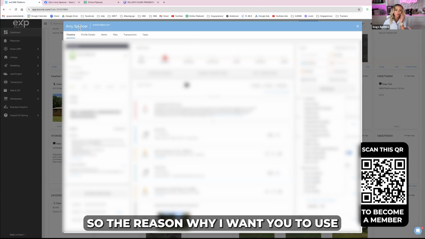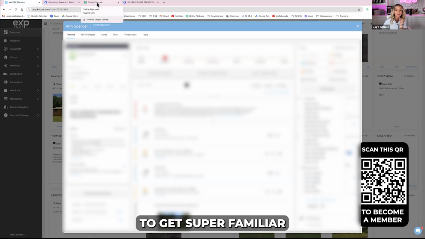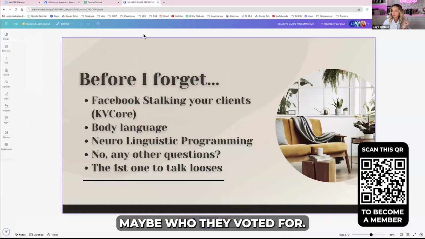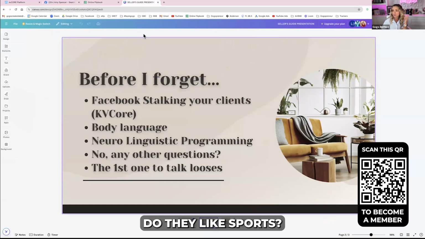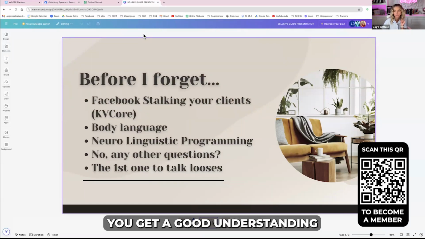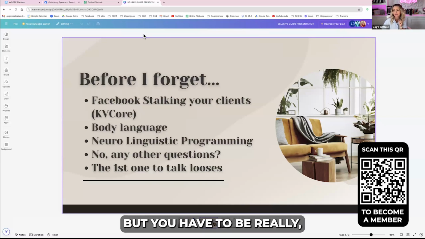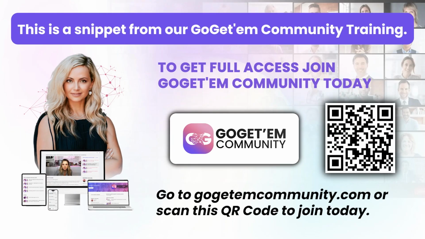The reason why I want you to use that is because I want you to get super familiar with your person, right? I want you to know maybe who they voted for. Do they like pets? Do they have children? Do they like sports? Which type of sports, right? So when you go to someone's profile, you get a good understanding of who they are. And then, I hate to break it to you, but you have to be a really, really good actress. I may or may not have lied in my career a couple of times about who I voted for, just so I can get the listing.